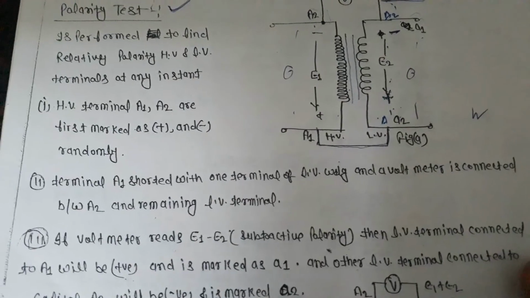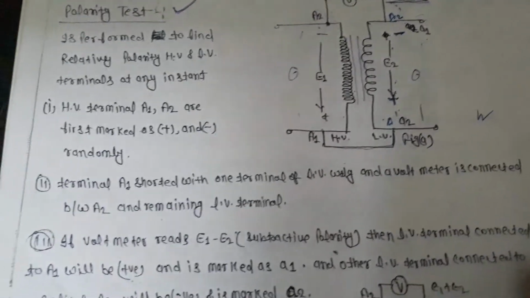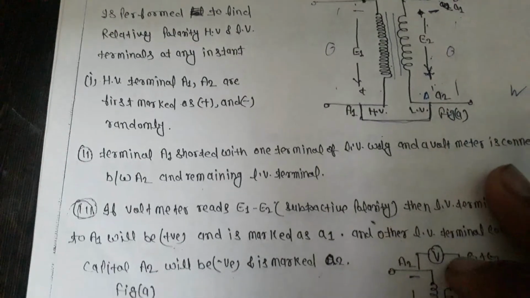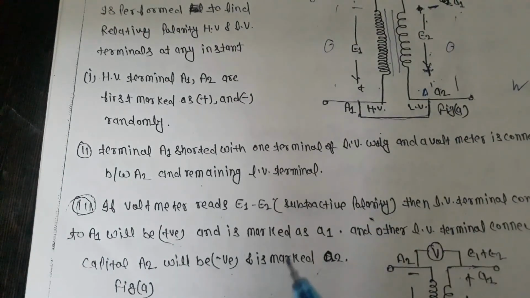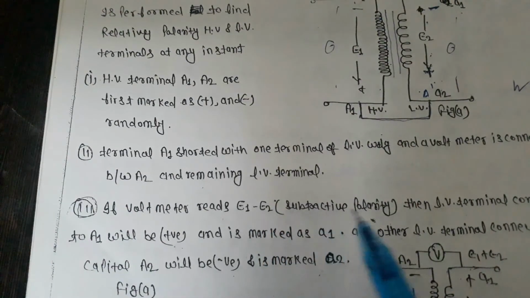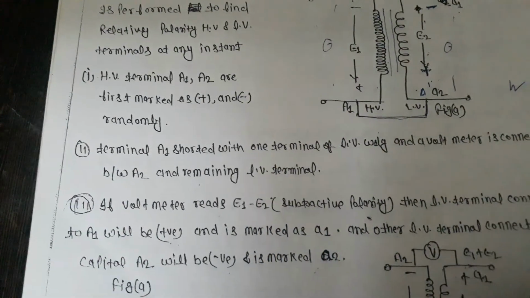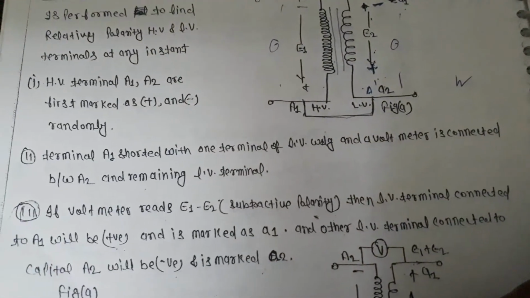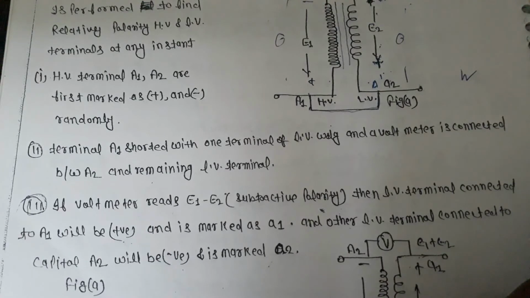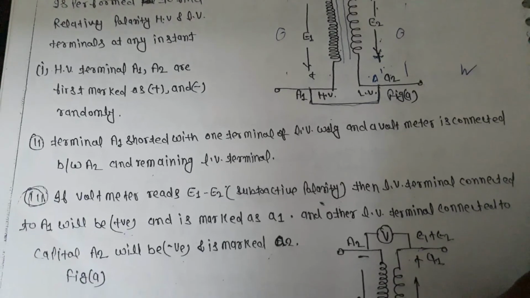A voltmeter is connected between A2 and the remaining low voltage winding terminal. If the voltmeter reads E1 minus E2, which is subtractive polarity, then the low voltage terminal connected to A1 will be positive and marked as a1, and the other low voltage terminal connected to A2 will be negative and marked as a2 in figure A.